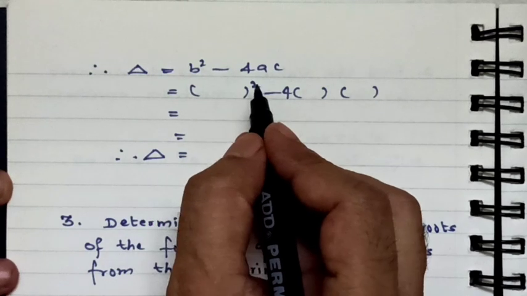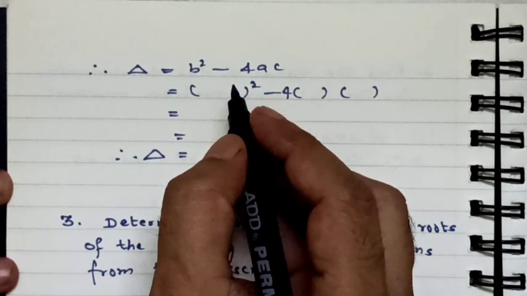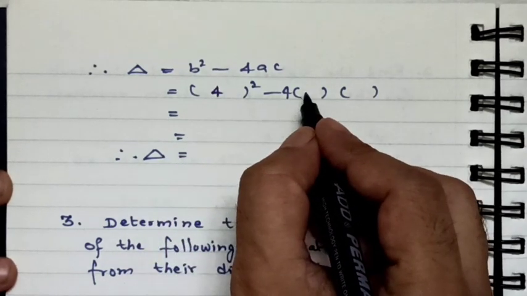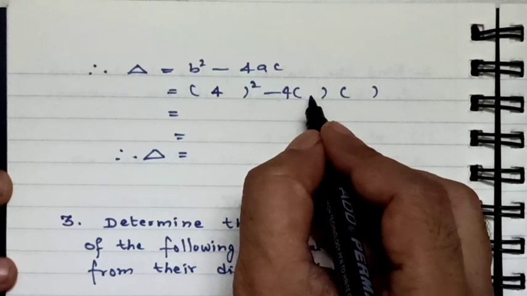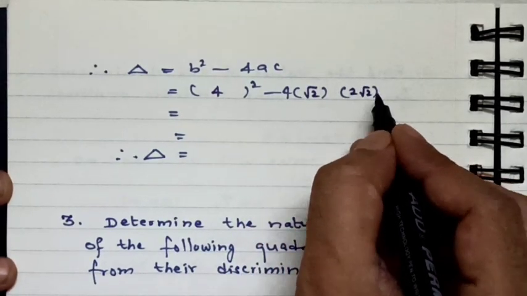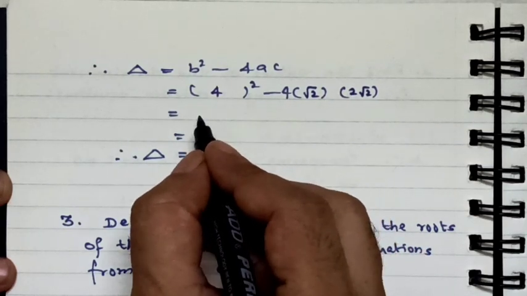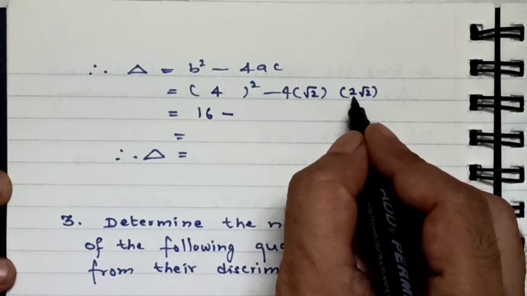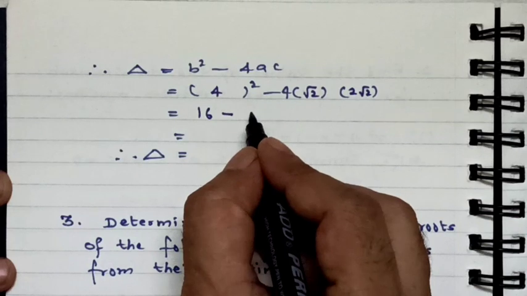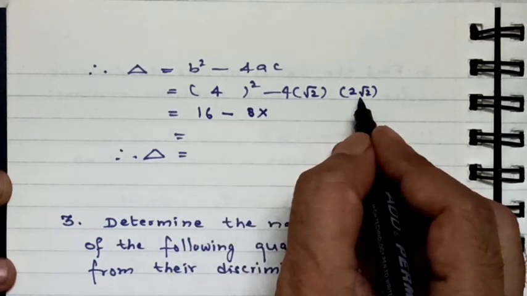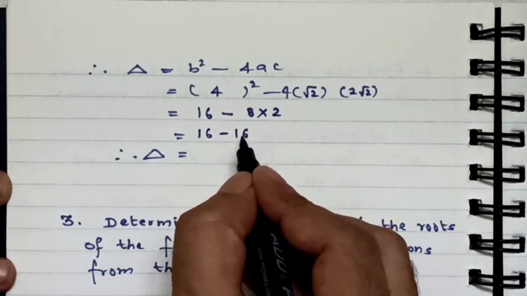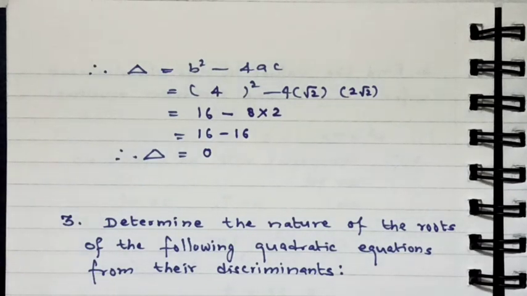Delta is equal to b square minus 4ac. Now what is b? b is 4, so 4 square. 4 into a is root 2 and c is 2 root 2. Now 4 square is 16 minus, this is 4 and this is 2, so it is 8 and into root 2 gives you 2. So this is 2. So 16 minus 16, which gives you 0. So the delta is equal to 0.